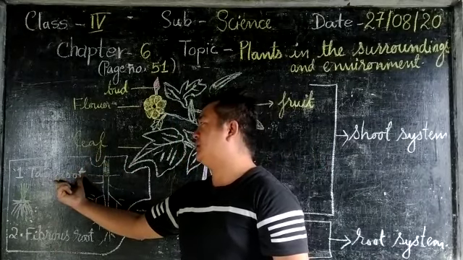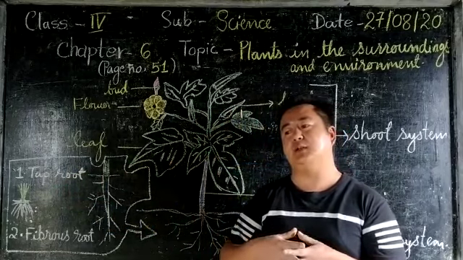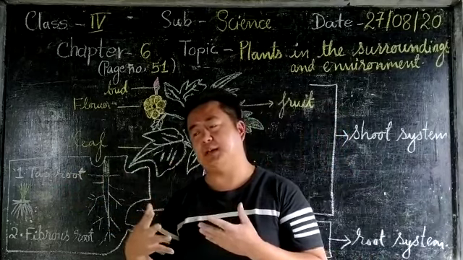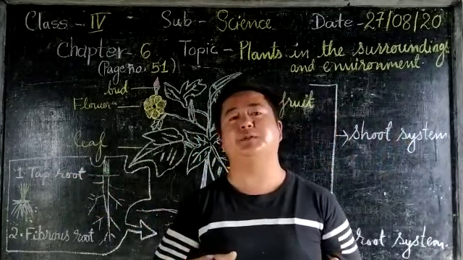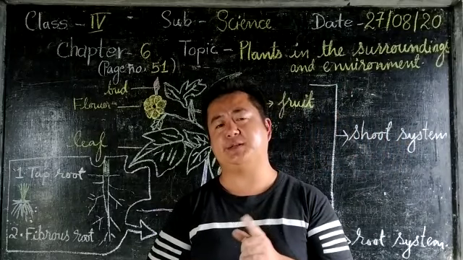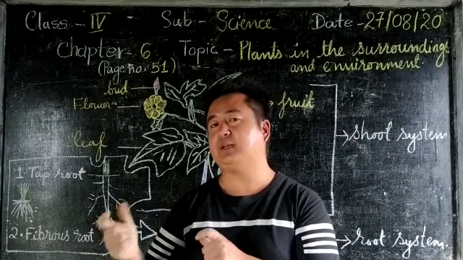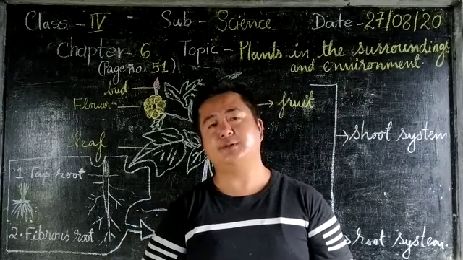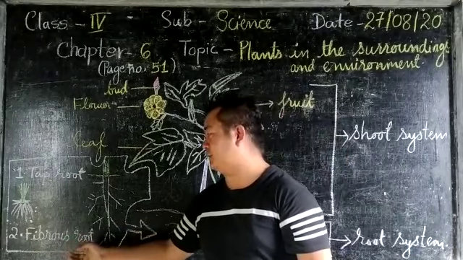And taproot is especially found in dicot plants. The taproot system is found in the dicot plant. And let us move on to the fibrous root.